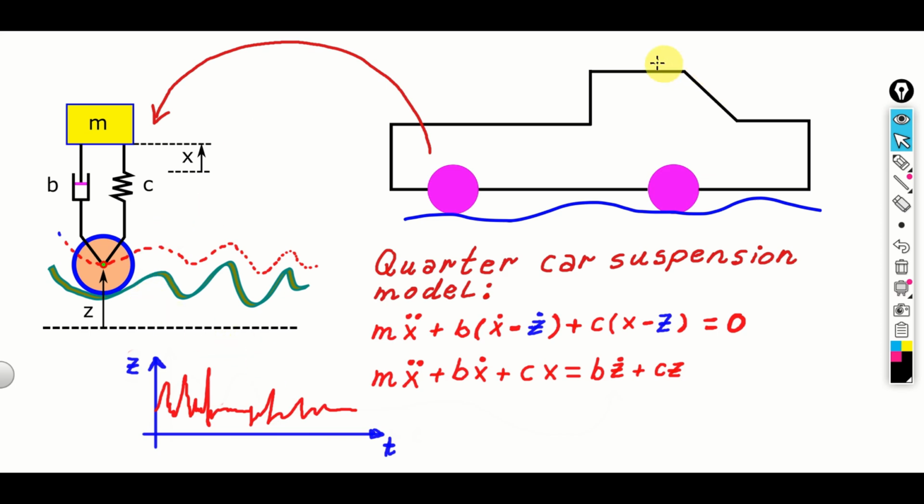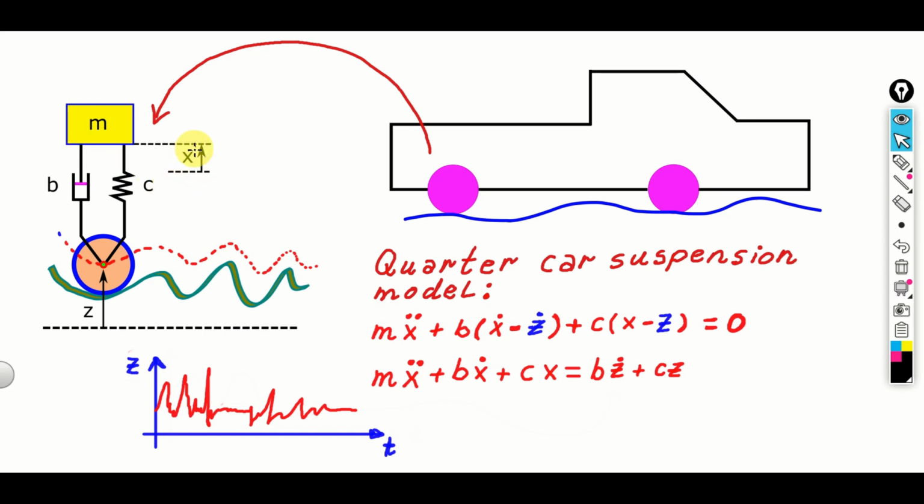Over here you can see a simple sketch of the car. A quarter car suspension model models a suspension of a single wheel. The model sketch is given over here. The model consists of a tire, damper with the damping constant of B, spring with the spring constant of C, and mass representing the quarter of the mass of the complete car.